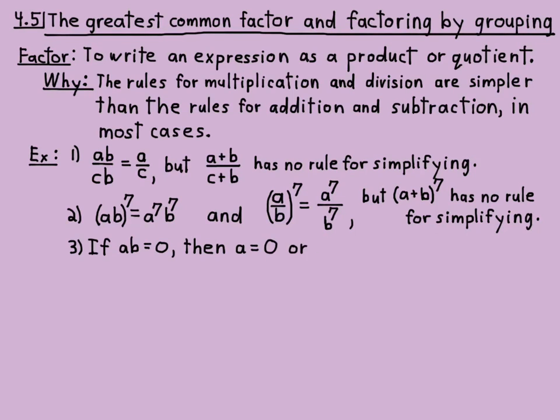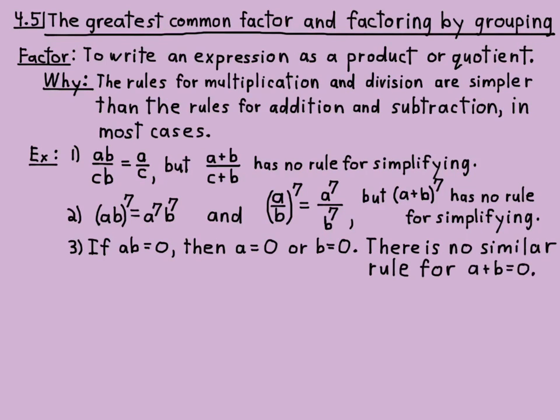Here's another reason, and this comes up quite a lot. If A times B equals 0, then A equals 0 or B equals 0. There's no similar rule for A plus B equals 0. Now you might think, oh, but A plus B equals 0 means that A equals the opposite of B. Well, yeah, that's true, and that's some information, right? And sometimes that might be useful, but it's not a specific number unless you know what B is, which you usually don't.